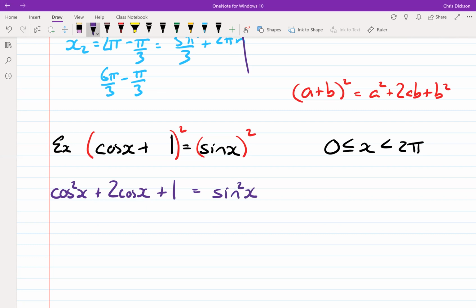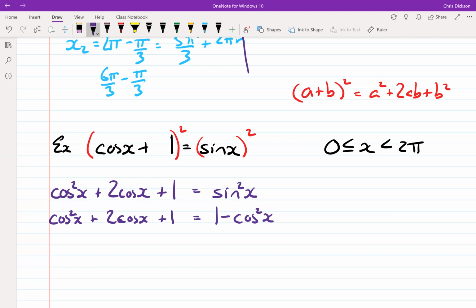And you might say, well, why did you do that? Well, one reason is I want to get a single trig term pop out here. So I'm going to use my identity for sine squared x, which is the Pythagorean identity, 1 minus cos squared x. And you kind of got these same things. Let's not be lazy. Let's write them out. So we have cos squared x plus 2 cos x plus 1.